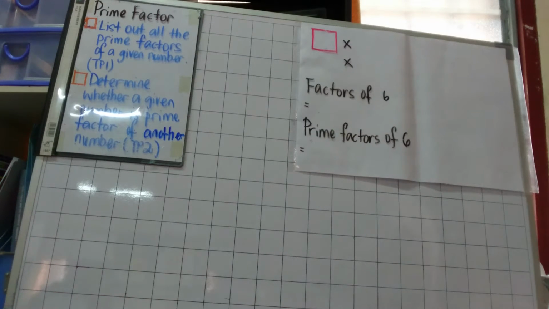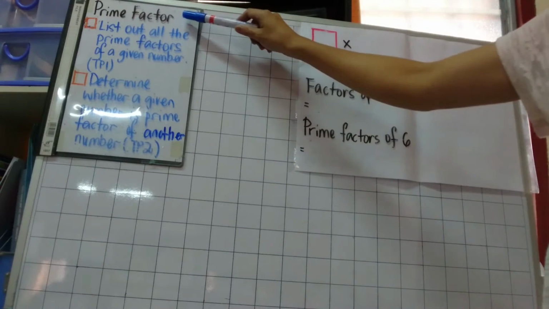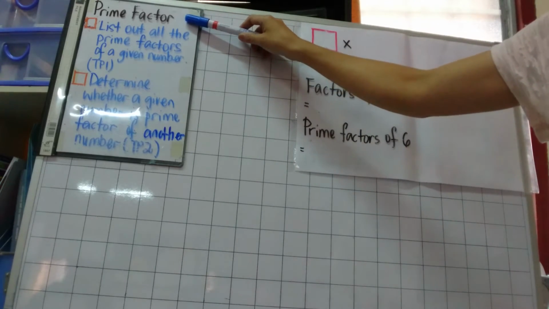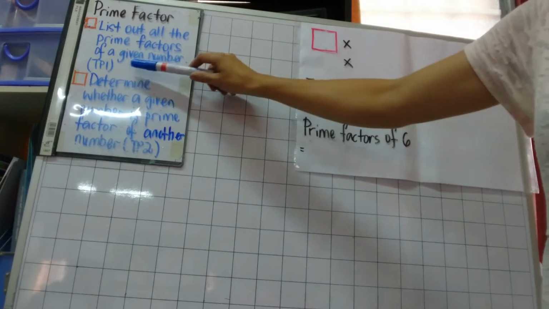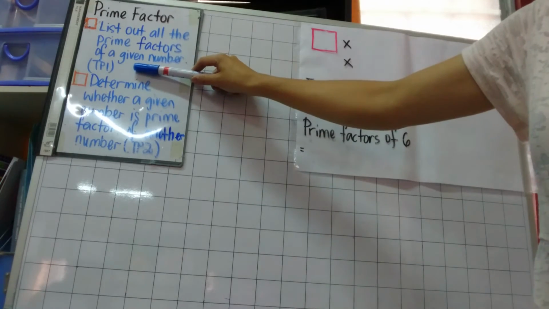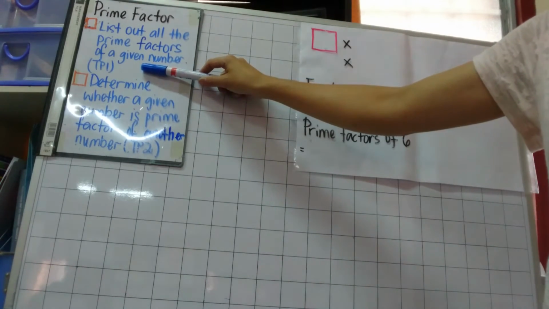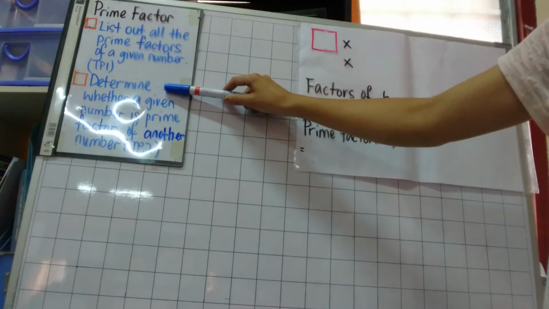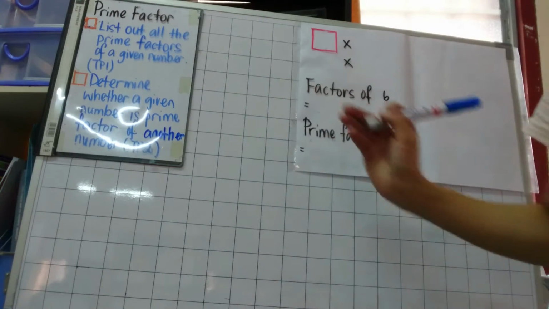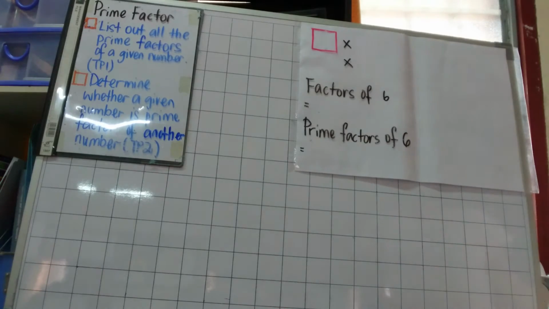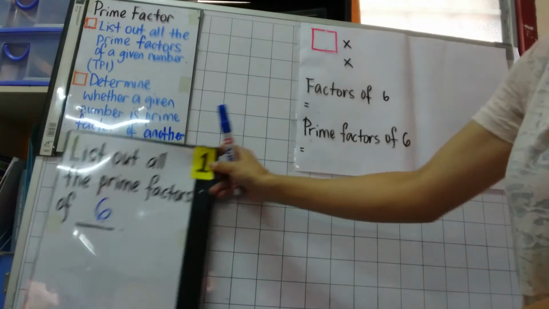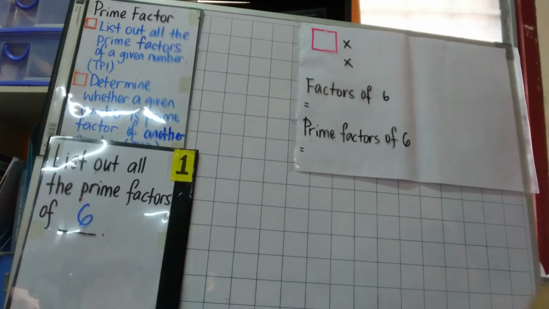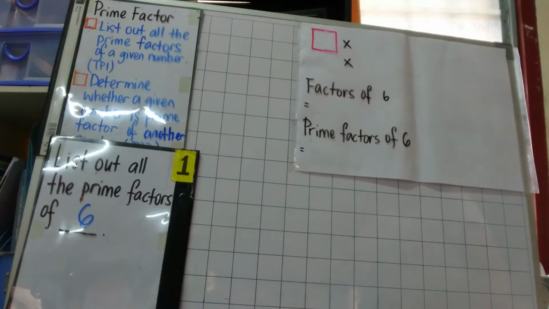Students, after we had learned about factor previously, in this lesson we are going to learn about prime factor. In this lesson, we are able to list out all the prime factors of a given number, and we are also able to determine whether a given number is a prime factor of another number. And now let us try the first question. List out all the prime factors of 6.